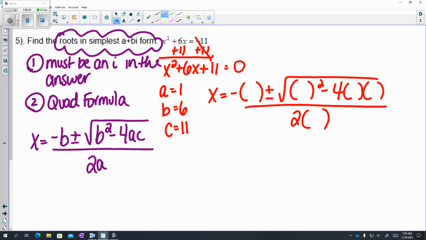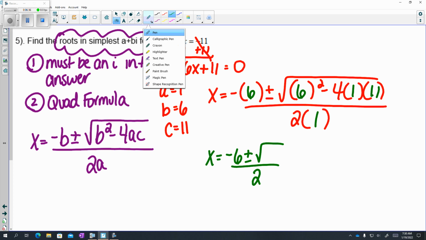I like to set everything up first with open parentheses for all of the variables I'm going to be replacing. Negative b plus or minus the square root of b squared minus 4ac all over 2a. We get x equals negative 6 plus or minus the square root. I'll come back to that in a second. In my denominator, 2 times 1 gives me 2.